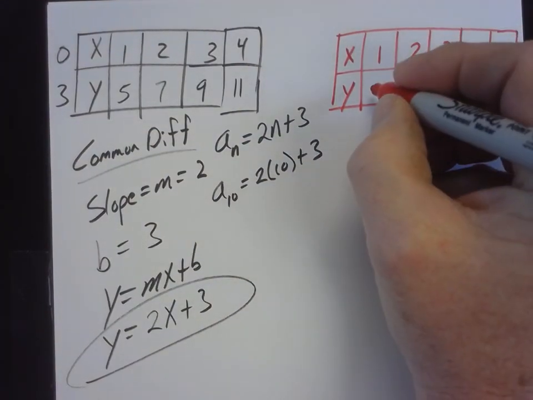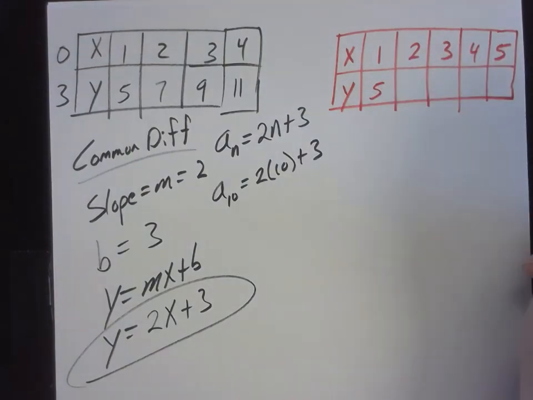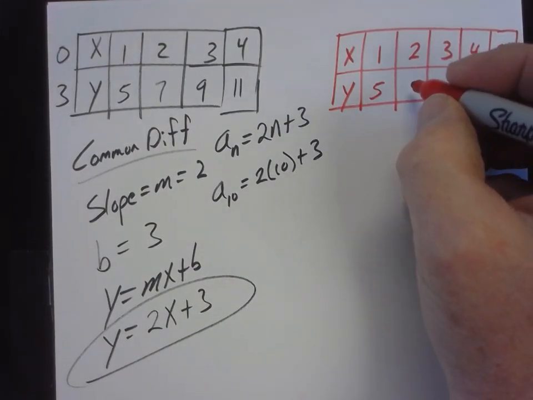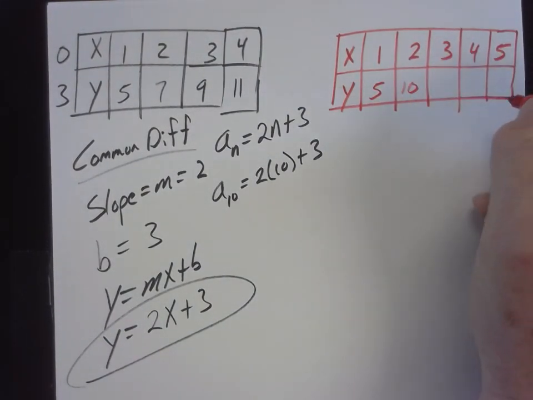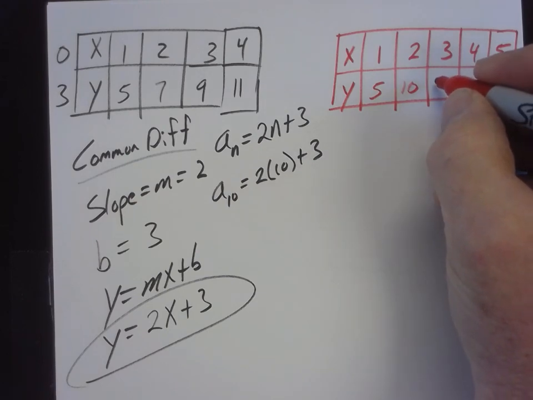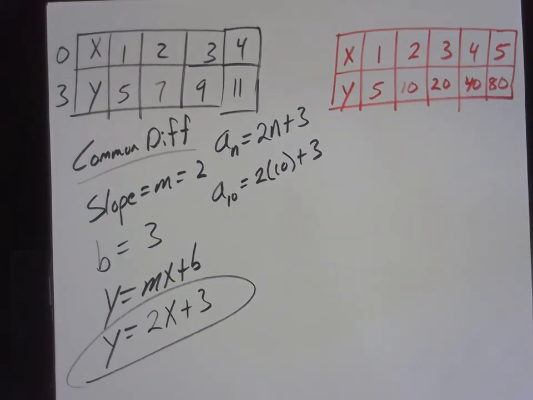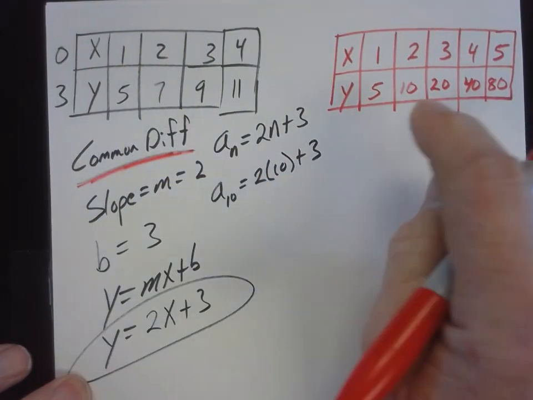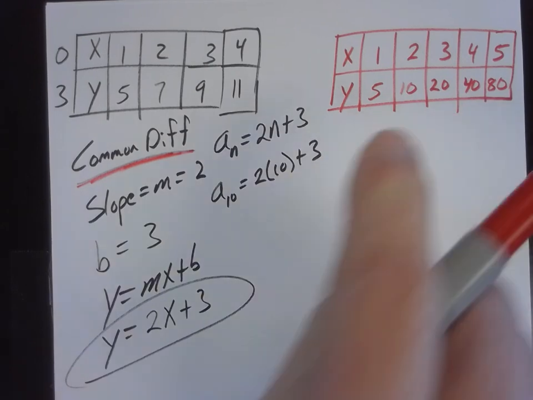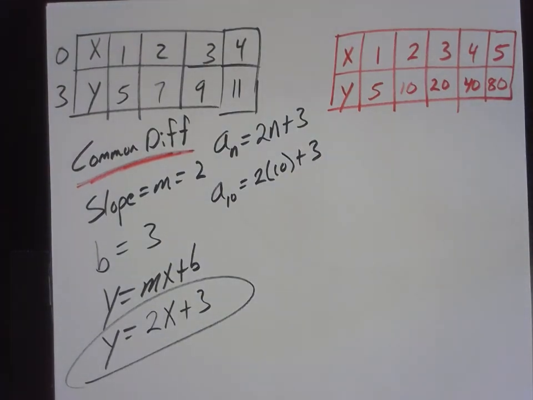Let's see, we got a 5, then we have a 10, then we have, what do you think the next one's going to be? 20. What do you think the next one's going to be? Oh, 40. There you go. And the next one? Okay. So I just want you to know, we do not have a common difference. We are not adding the same amount each time.